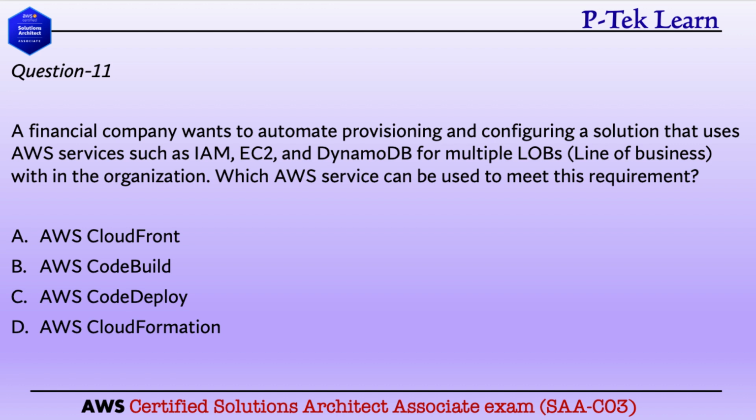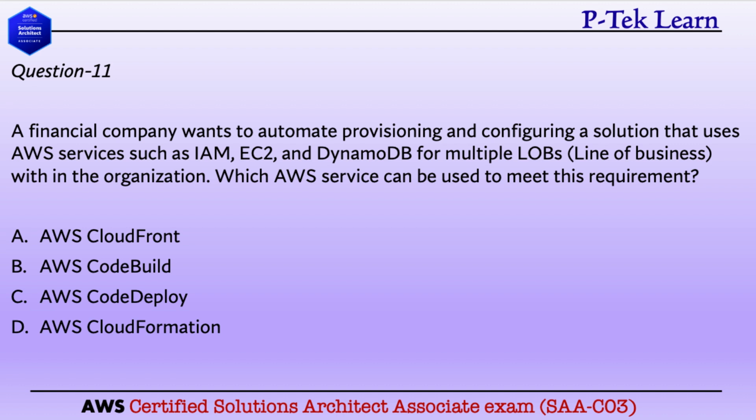Option B, AWS CodeBuild. AWS CodeBuild is a managed service that compiles source code, runs tests against the source code, and produces software packages that are ready to deploy. So here we are not looking for a deployment option. Option C, AWS CodeDeploy. This is a deployment service that automates application deployments to EC2 instances, on-premises instances, or serverless Lambda functions, and so on. In this scenario, we are not looking to deploy any code.